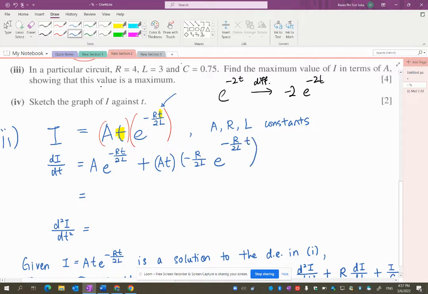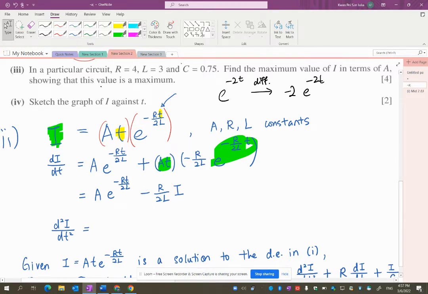Okay, so let's simplify a little bit. This one, we can't do anything, we'll just copy it. And then you see that this is actually I, right? This is actually I. So we're going to replace this with I. We always try to simplify before we differentiate further.